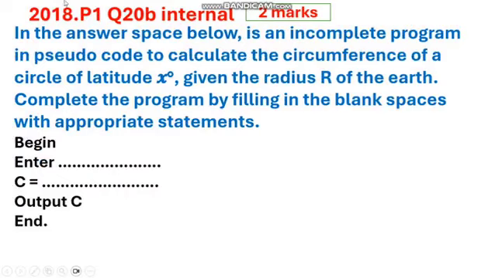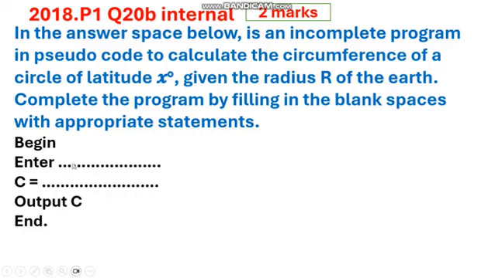So here is our question 1. This question came in mathematics paper 1 for 2018, question 20B, internal. It was carrying 2 marks. The question reads: in the answer space below is an incomplete program in pseudo codes to calculate the circumference of a circle of latitude x degrees. Given the radius r of the earth, complete the program by filling in the blank spaces with appropriate statements.